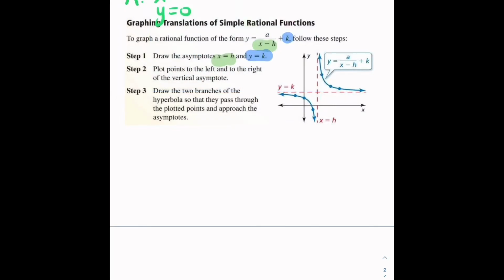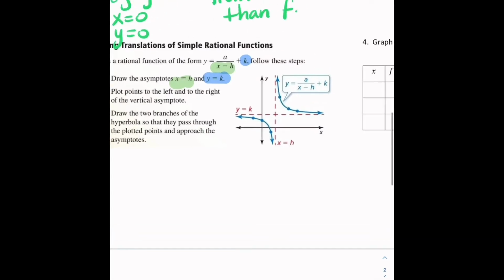Step 2 is going to be plot points to the left and to the right. So we're going to be using Desmos to find these points. And then we're going to connect the points and draw our branches. So let's take a look at an example here.